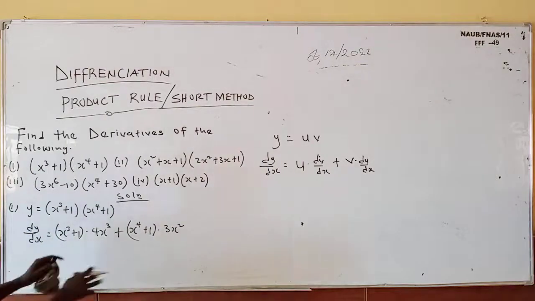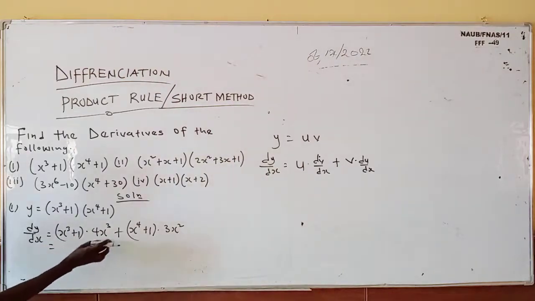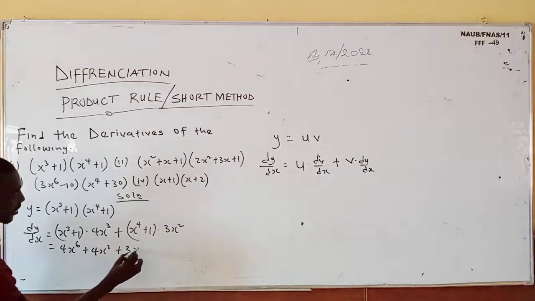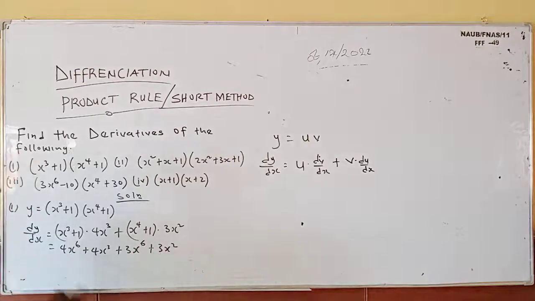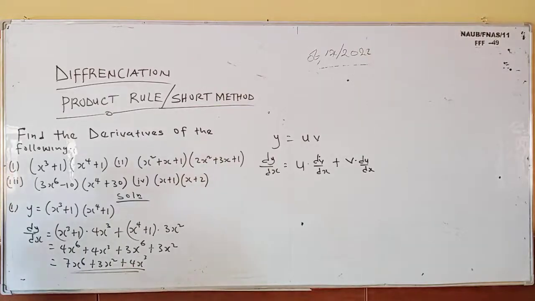And the next thing is to clear the bracket, collect your like terms, and solve. So now if you do this, we are going to have this times this, that is 4x to the power of 6, plus 1 times this, that is 4x cubed, plus this times this, that is 3x to the power of 6, plus 3x squared. Do we have anything we can add together? Yes, we can add this and this together. That is 7x to the power of 6 plus 3x squared plus 4x cubed. So this is the final answer.